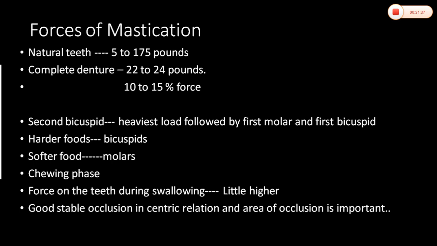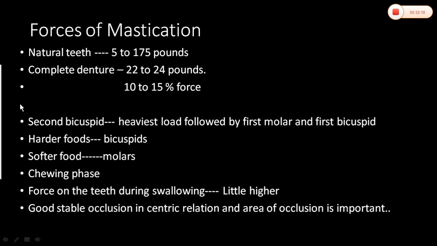If you see with the complete denture, the amount of force required is 22 to 24 pounds. With the natural teeth, 5 to 175 pounds of force is used, whereas with complete dentures, only 22 to 24 pounds are used. So this amount of force is only 10 to 15% compared to natural dentition. The force used by denture patients to masticate food is only 10 to 15% of the force used by natural dentition.